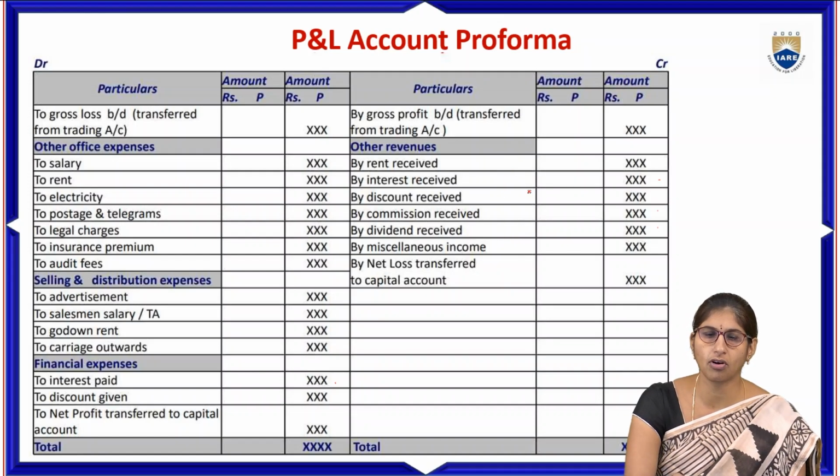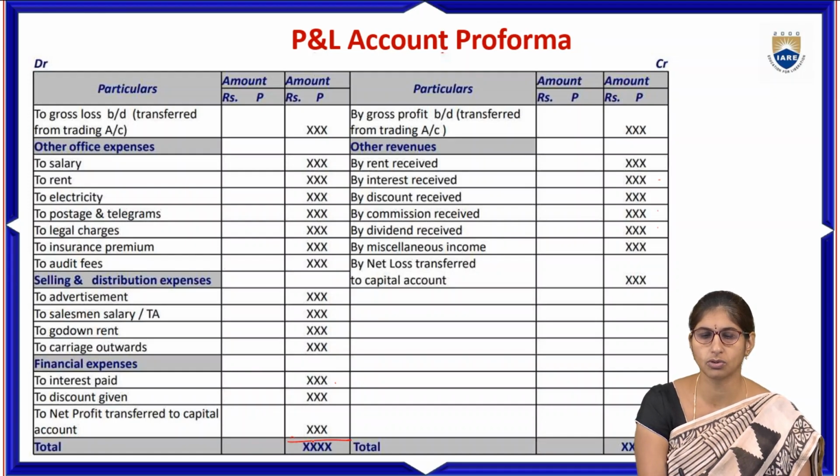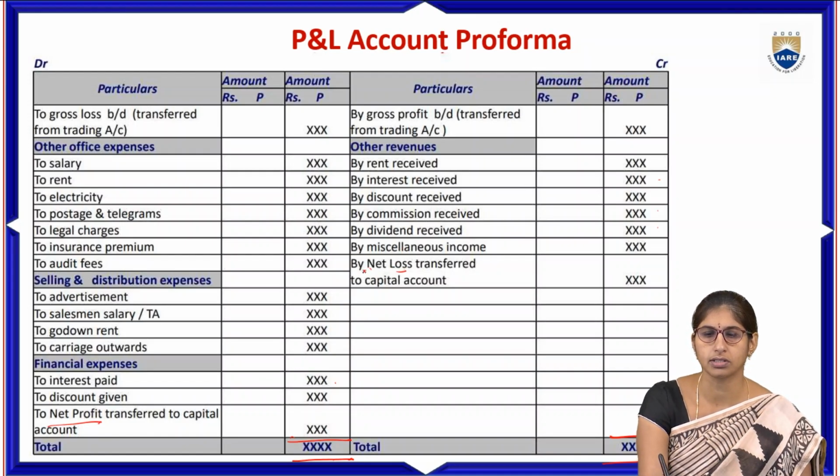After recording all the incomes and gains on the credit side of the profit and loss account, and after recording all the expenses and losses on the debit side, one has to balance both the sides. So the total of the debit side and the total of the credit side has to be checked. If any amount is less on the debit side, we call it gross profit. If any amount is less on the credit side, then we call it a gross loss.